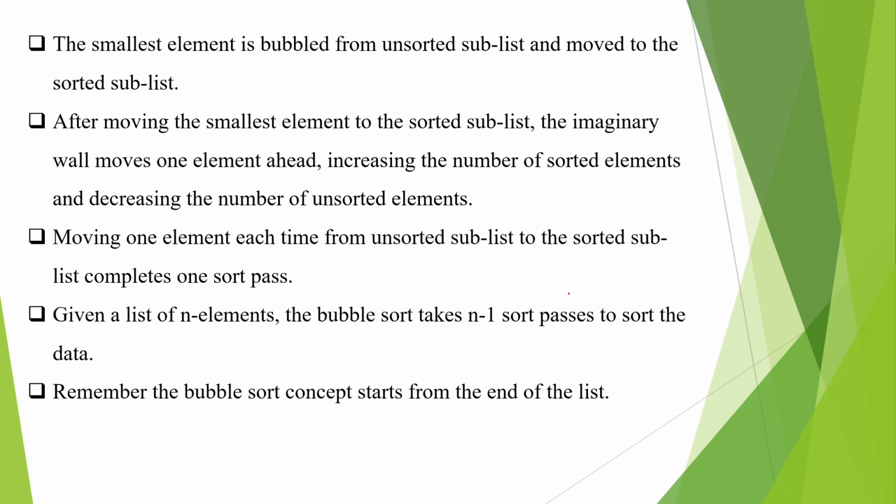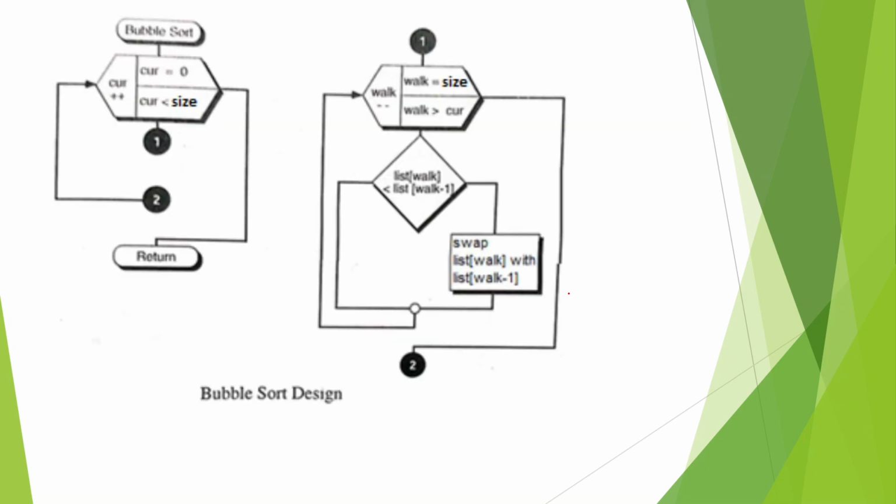This overview, the theory related to it, is what they have given: the sorted sublist, unsorted sublist, imaginary wall, how the items will be bubbled to the top of the list, and how the imaginary wall will move one step ahead in each pass. That is what they are discussing here. Okay, hope it is clear for you. We'll just quickly demonstrate how the bubble sort operation will work. Then we'll go to the next operation, that is selection sort.